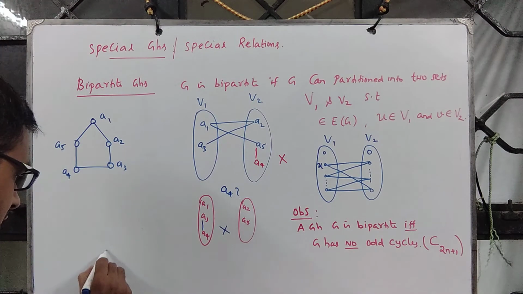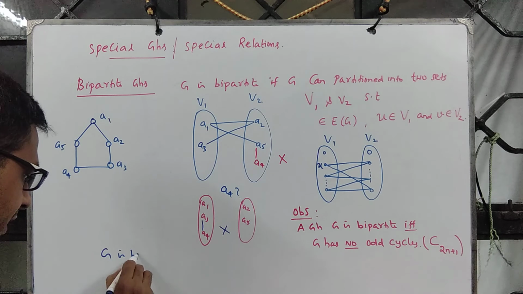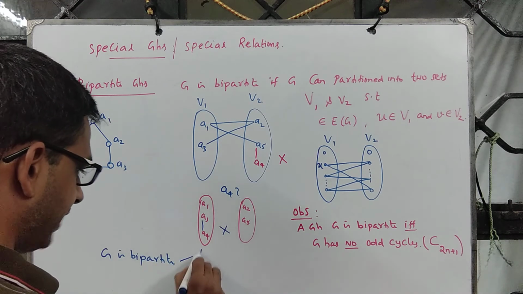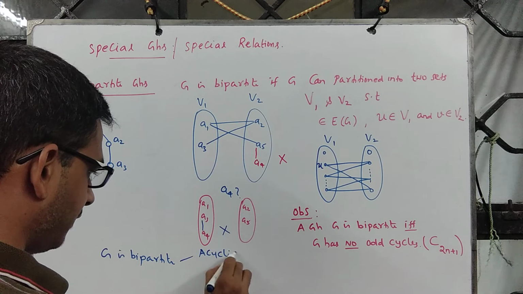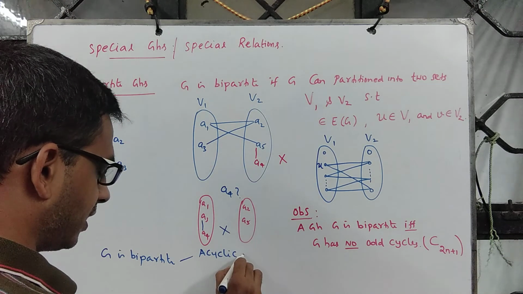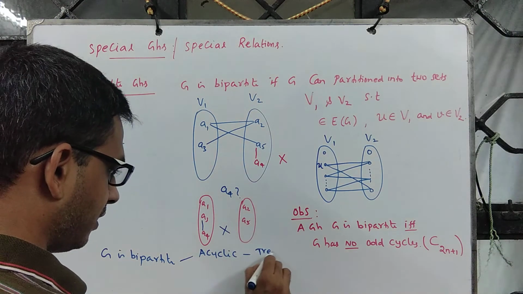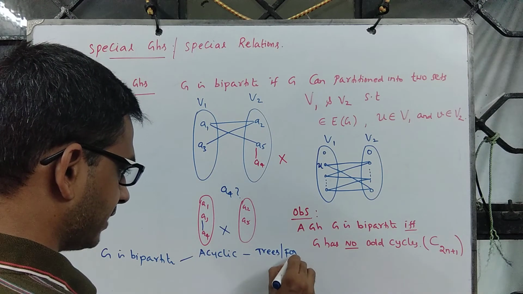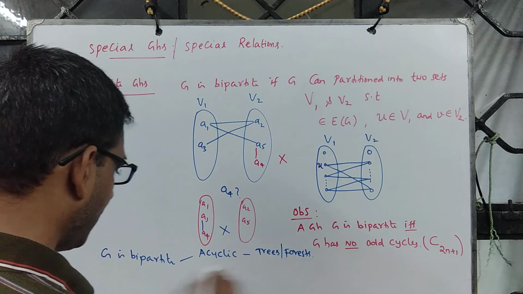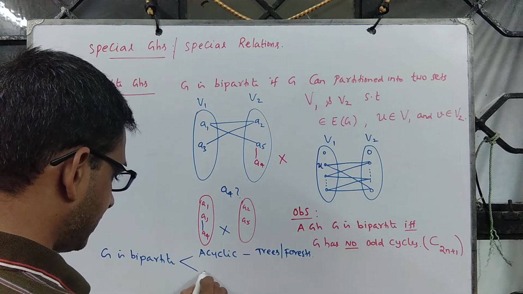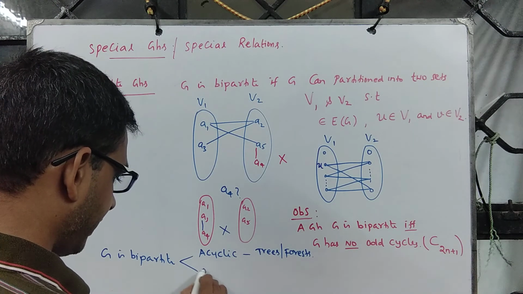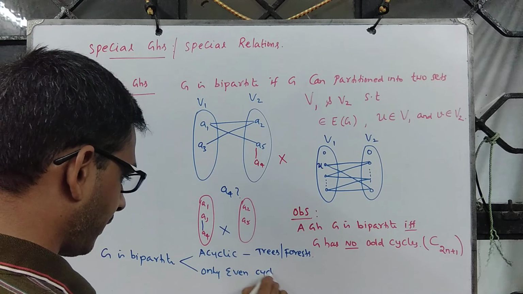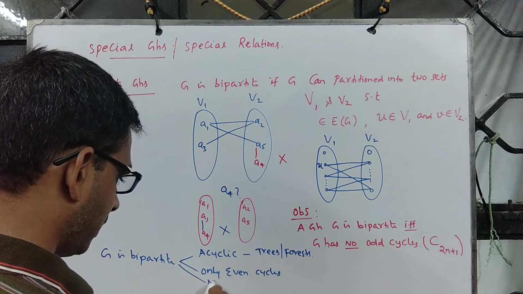Which means if G is bipartite, one, it is acyclic, which means if it is connected, it is a tree. If it is not connected, then it is a forest. And otherwise, it has only even cycles. No odd cycles.